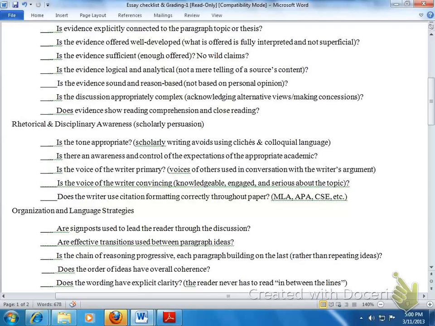Okay, so tone. This is also our discussion a little bit around opinion, right? We talked about watch out for "I think" and "I feel." So is the tone appropriate? We say scholarly writing generally avoids cliches and colloquial language. What are cliches? Anybody have an example that you might have?